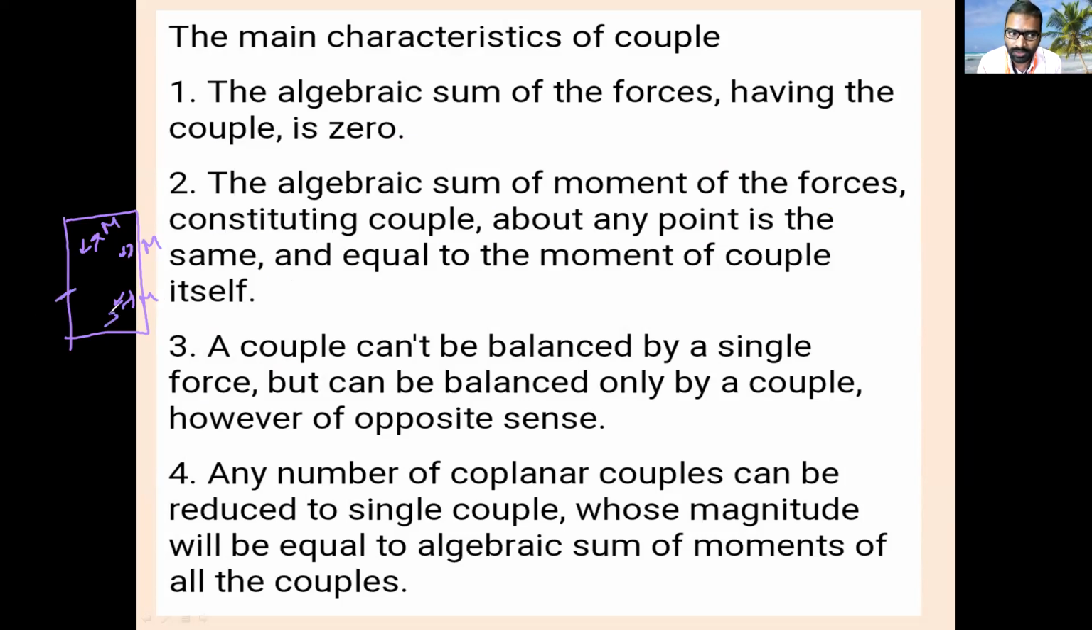So if there is one force, there will be one force. The total moment is equal to the individual couples: couple 1, couple 2, couple 3. Total moment is equal to the individual couples. The algebraic sum of moments of forces constituting a couple about any point is the same and equal to the moment of the couple. He is saying moment of couple as it is. You are not supposed to multiply again. Just the moment of the couple.